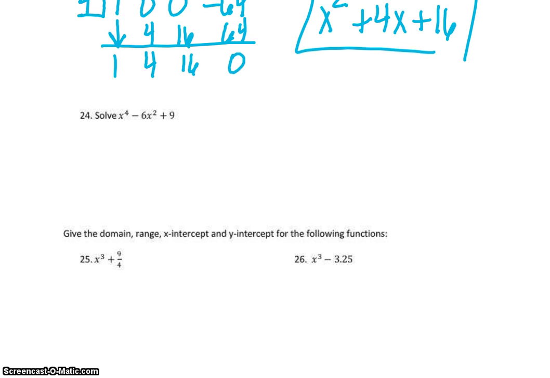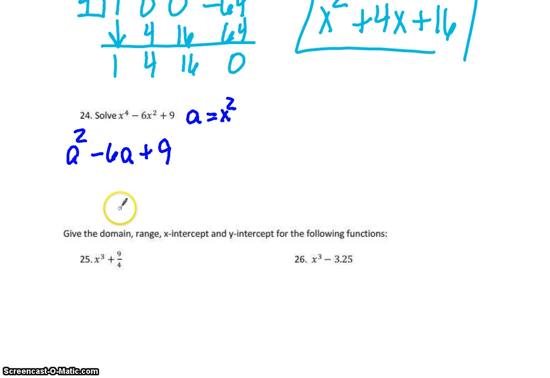All right, 24 wants you to solve x to the fourth minus 6x squared plus 9. You're going to start by saying that a is equal to x squared. So it becomes a squared minus 6a plus 9. X squared got changed to a, and then a squared for x to the fourth. So then you could factor it.